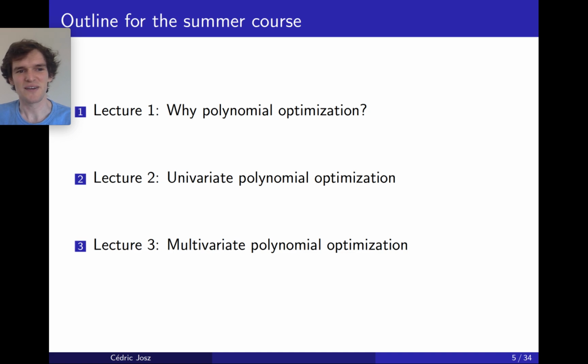So an outline for the summer course. It's going to be 3 lectures. Lecture 1, which is this one, is why polynomial optimization. I'll try to give you some motivation and some background. Then in lecture 2, we're going to focus on polynomials with one variable. That will be more simple. And then in the 3rd lecture, we'll look into multivariate polynomial optimization, which I guess is closer to applications where you can have a lot of variables.